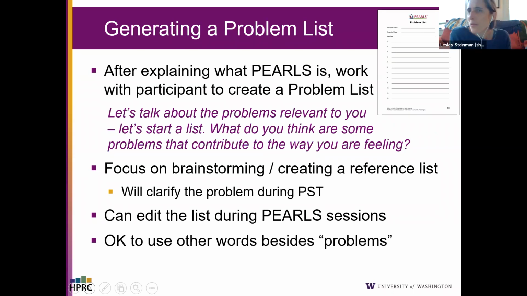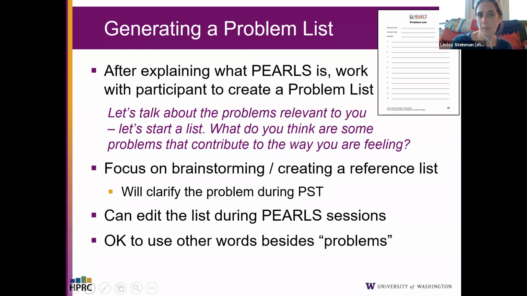So now that you've sold them, hopefully, on PEARLS, the next thing that you want to teach your trainees in this part of the checklist is generating a problem list. So you've explained what PEARLS is and what you're going to be doing and why, and now it's time to make it real for the person. You just pull out a sheet of paper. And you can use the word problems, you can use whatever word matters to them, but I really like this way of talking about it.